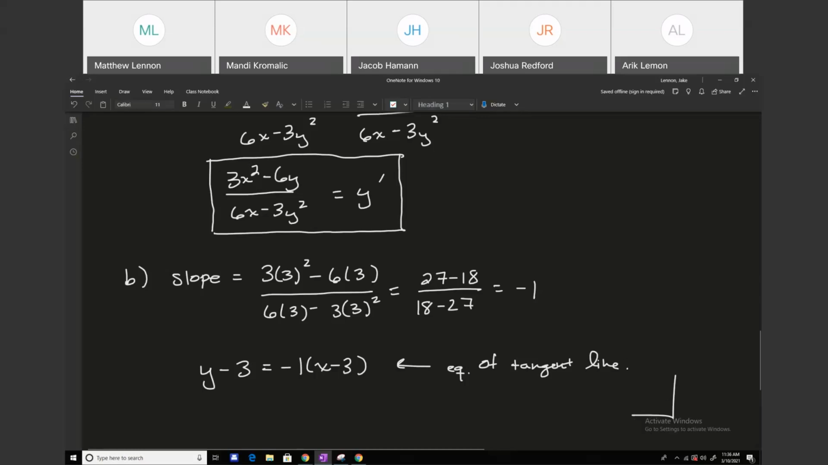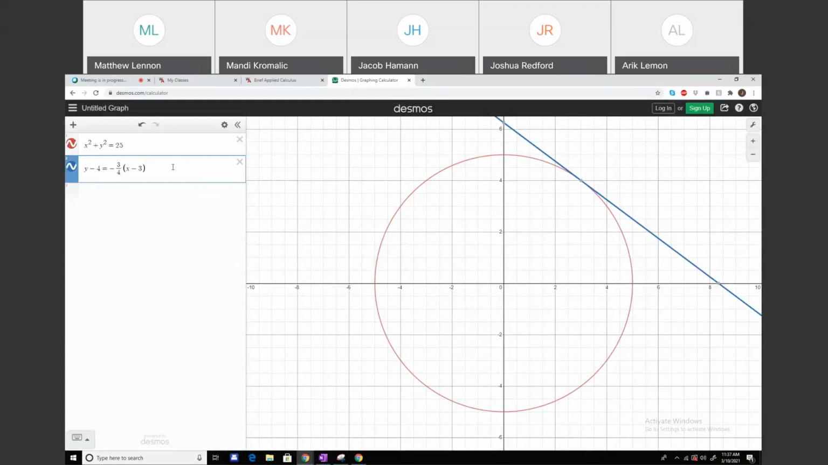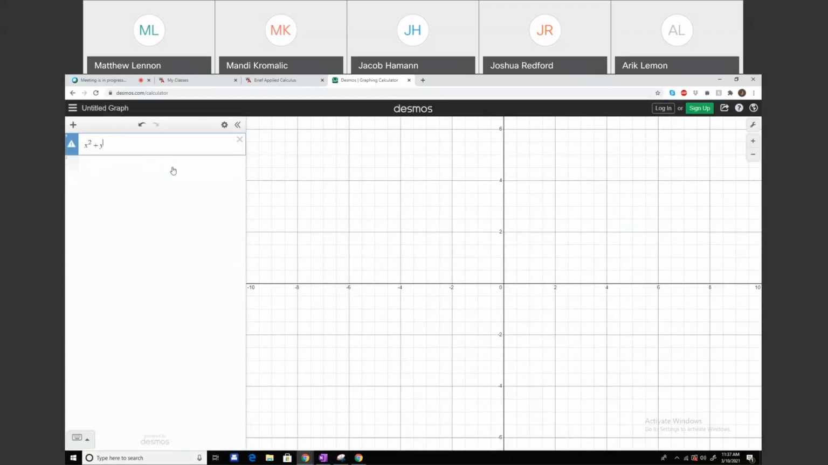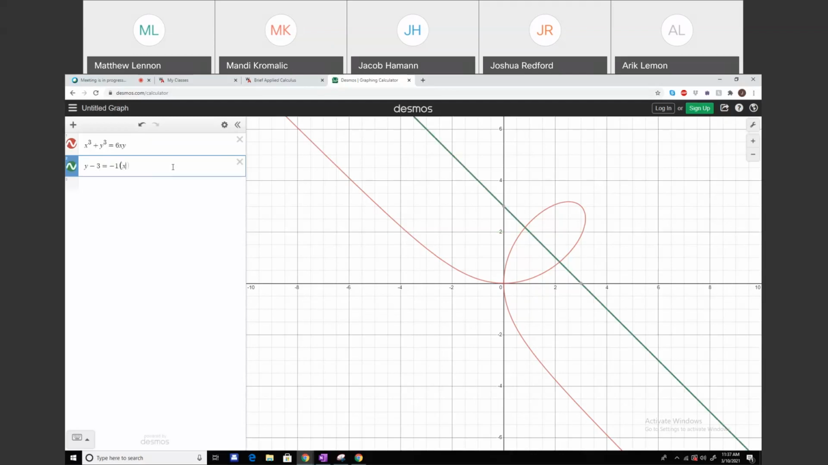So let's hop back over to the graphing calculator. So this time, our curve, we have x cubed plus y cubed equals 6xy. So, nice little loop. And then our tangent line was y minus 3 equals negative 1 times x minus 3. And we see it's exactly tangent at the top of that little loop there.